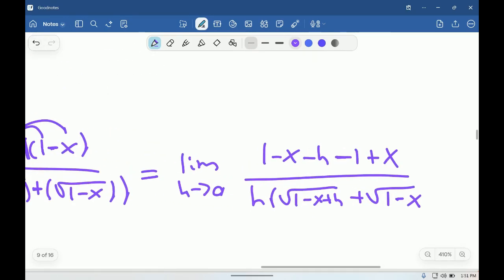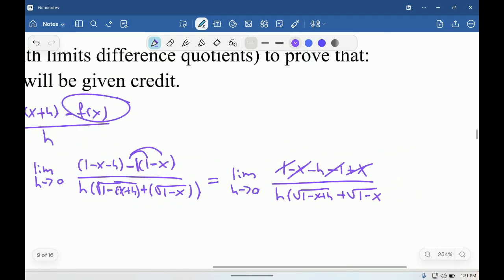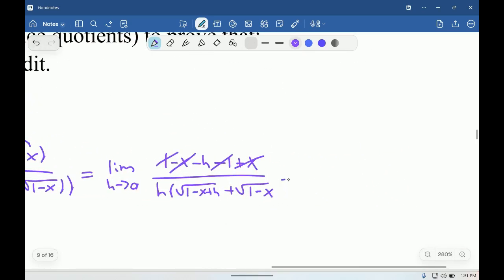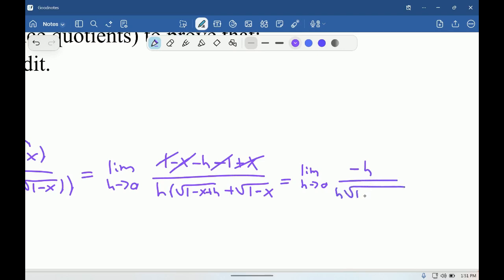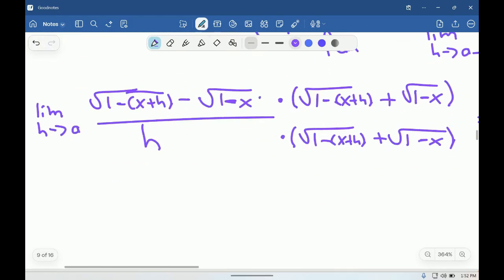And then we would combine these. This with these two would cancel out, and then the x and the x would cancel out, so we would be left with a negative h on the top. Over the square root of 1 minus x plus h plus the square root of 1 minus x. And we can now cancel out the h, which would leave us with a negative 1 on the numerator.